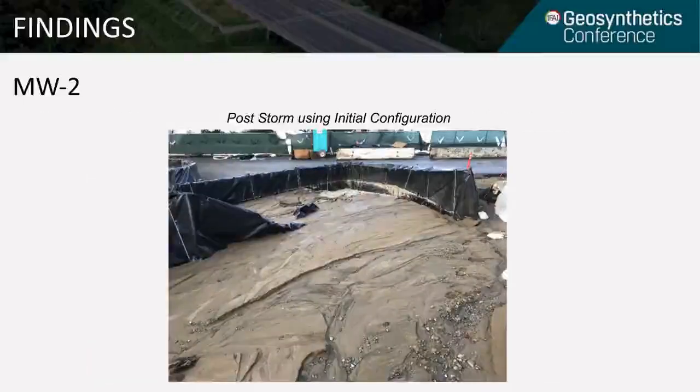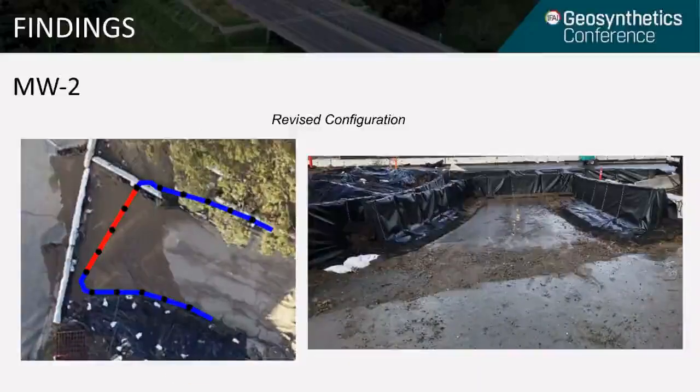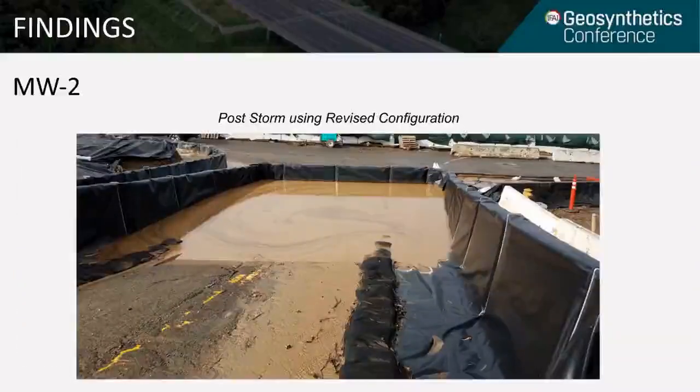During the first major storm, the barrier slid out of place due to sediment buildup and impact. To prevent sliding from occurring during future storms, we added 2 additional water-filled anchor pieces on each side of the basin. Following this revised configuration, the basin did not slide during subsequent storm events and detained turbid stormwater.